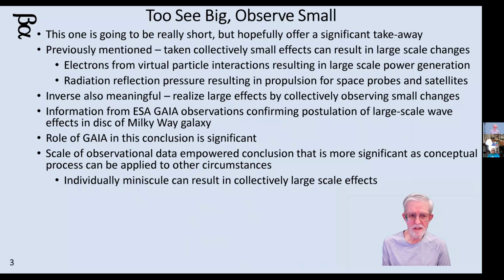And the inverse of that is also meaningful, which is you can have large effects that result from very small changes over collectively large areas or quantities. So where this started from was ESA Gaia probe's observations and postulating large-scale wave effects in the disk of the Milky Way. The role of Gaia in that is significant, but what's more important to take away from that is how the large-scale data collection empowered the conclusion they came up with, and how you can apply that to other circumstances. Basically, if you look a lot at individually small stuff, collectively you can realize large-scale effects.